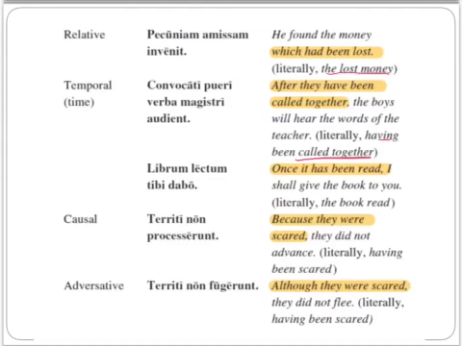Causal. Because they were scared, they did not advance. Literally, having been scared, the men having been scared did not advance. Or the scared men did not advance is another way to translate that. An adversative is although we were scared, they did not flee. Literally, the men having been scared, or the scared men, did not flee.